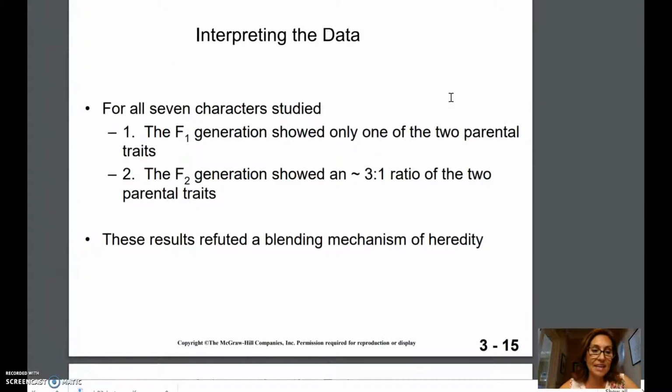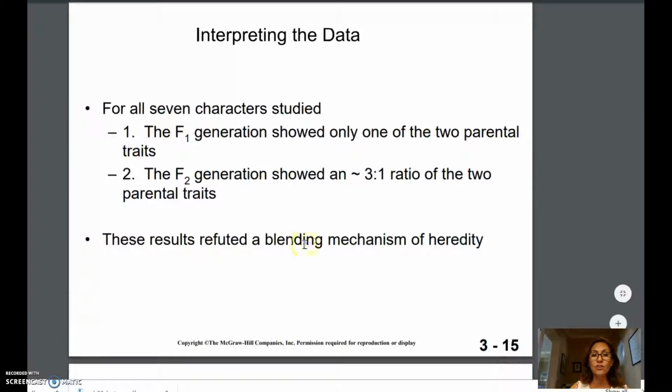So, what did he take away from this experiment? For all the characters that he studied, the F1 generation showed only one of the 2 parental traits, and it always showed the most dominant trait, which we're going to get to in a little bit. The F2 showed both traits. So if you had a tall plant and a short plant, and 3/4 were tall and 1/4 was short, the short was always in there. You just couldn't see it in the F1 generation or the first filial generation.